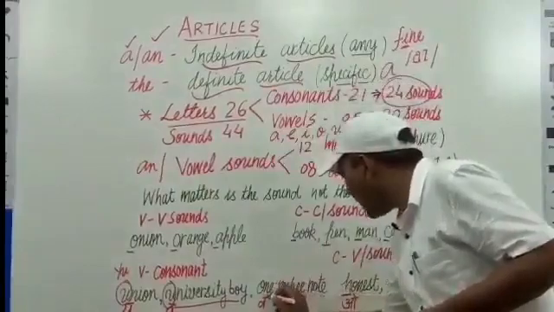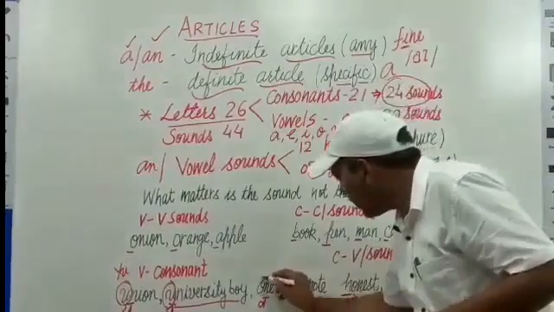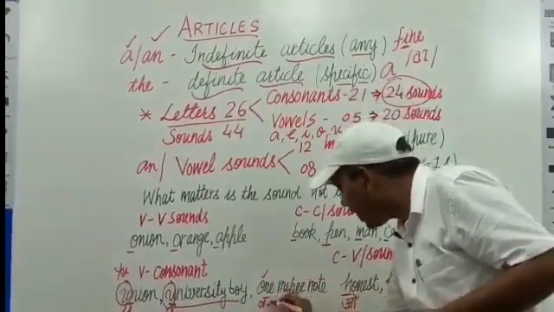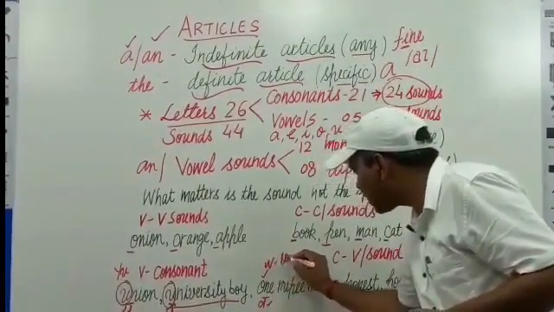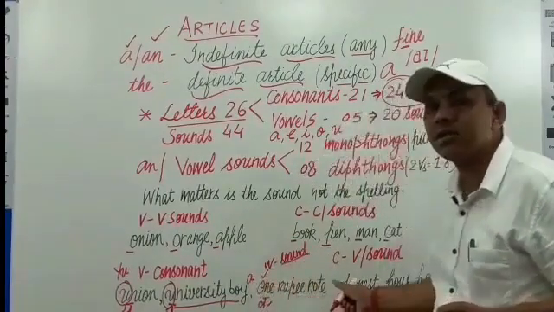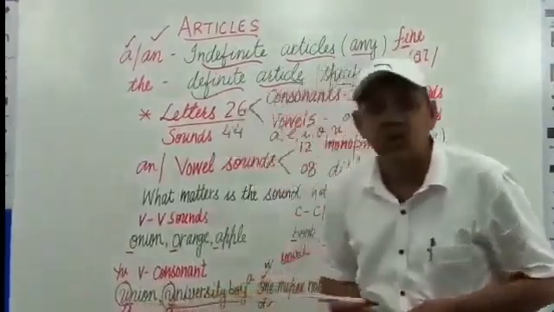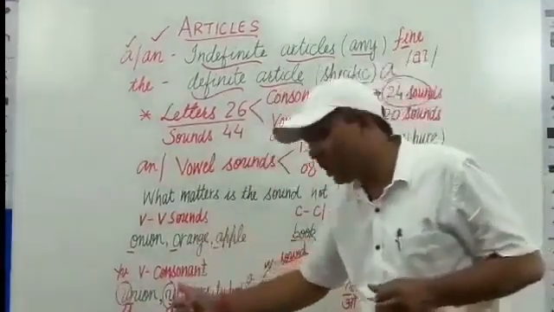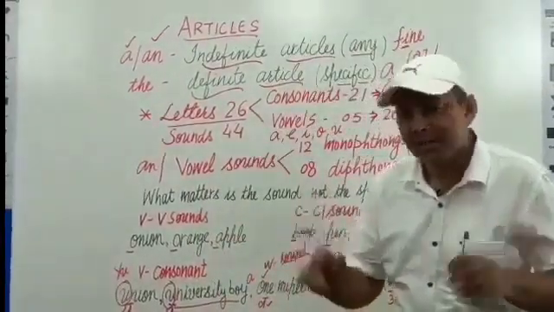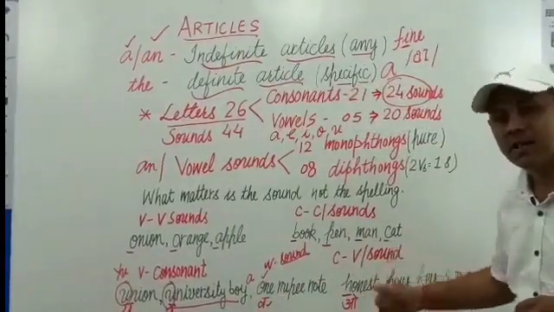Next word O-N-E, a one rupee note. In this phrase, the first word one, here the vowel O is producing a W sound, not an O sound. That's why we shall use a one rupee note, a university boy, a union, instead of an union, an university boy, and an one rupee note. Understand? Now let's take the example of consonants which produce vowel sounds.